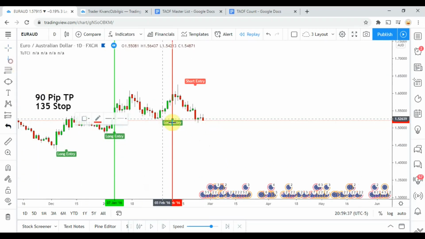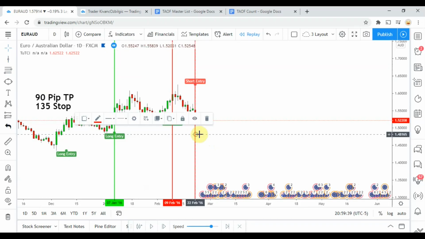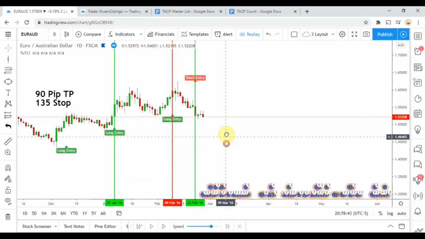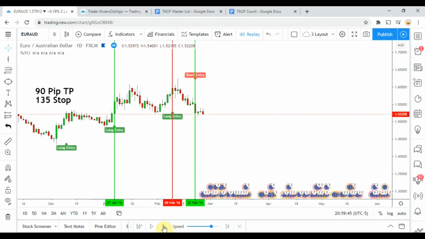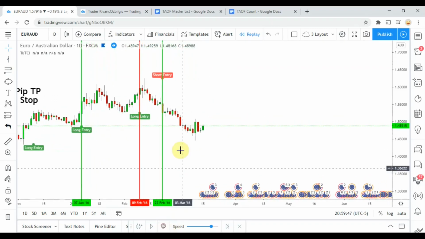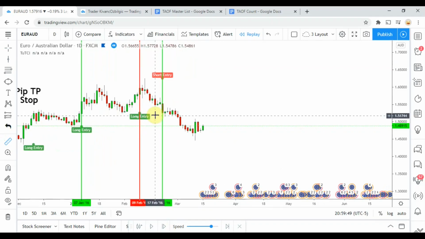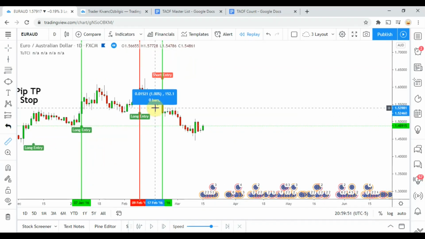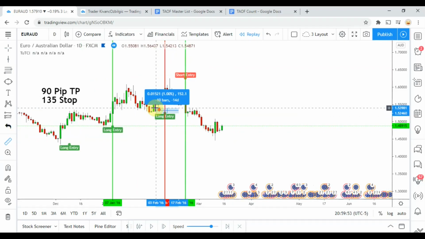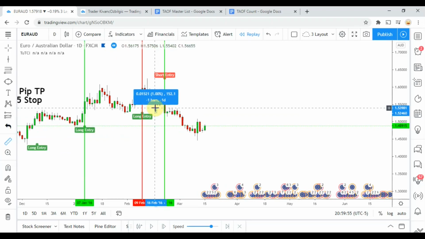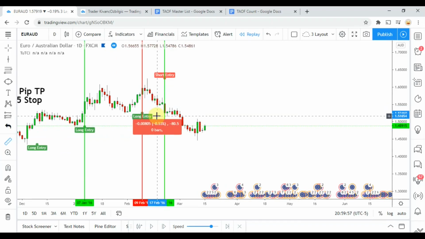Then we pick up a short entry right here. That one has not quite played out enough yet, so let's go ahead and play it out. Looks like it got us to take profit. Let's just double check this stop right here. Oh, ouch. Unfortunately.